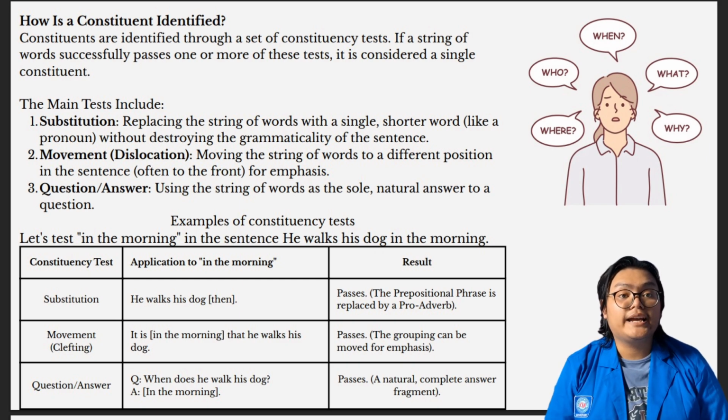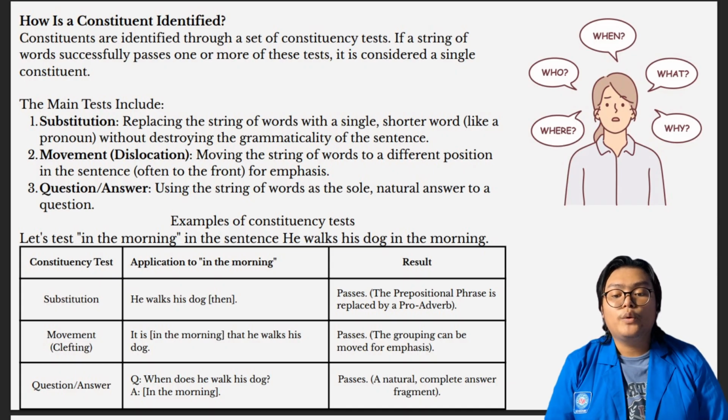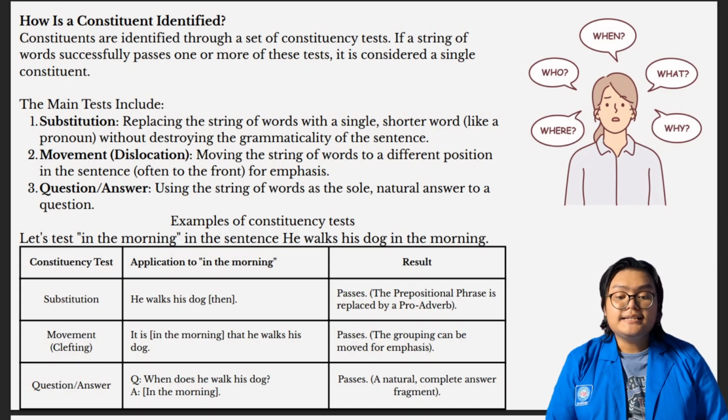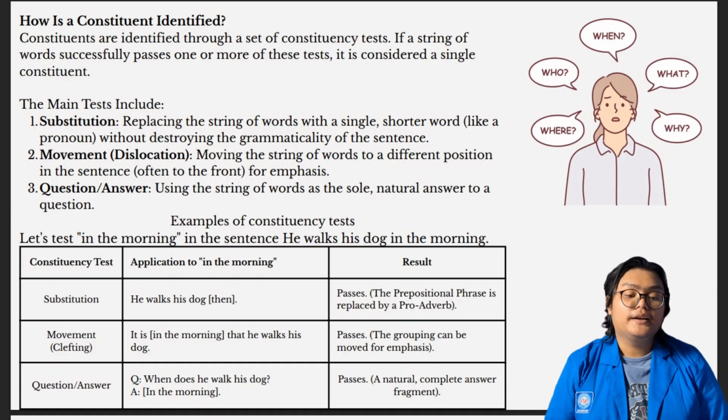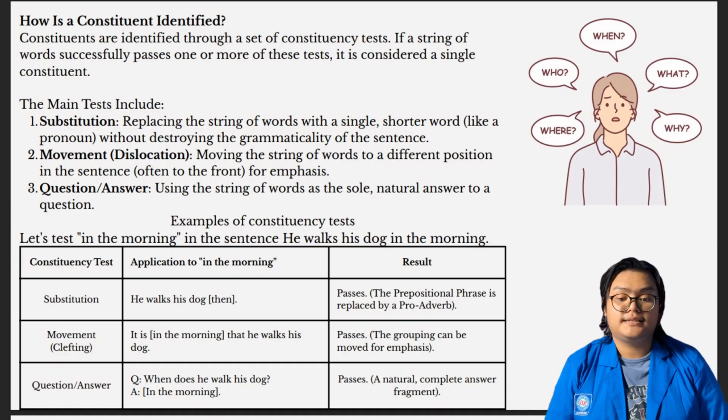Let's say "in the morning" in the sentence "He walks his dog in the morning." With substitution, applied to "in the morning": "He walked his dog then." The result is pass. The prepositional phrase is replaced by a pronoun-like adverb. With movement, "It is in the morning that he walks his dog." This also passes. The grouping can be moved for emphasis.